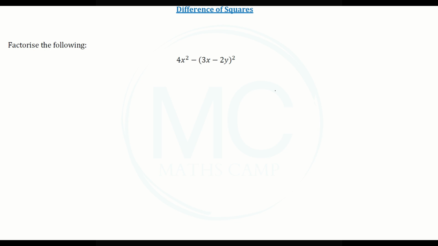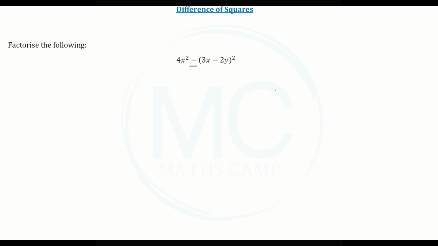The bracket shows us that we can look at this content as one term. 4 is a square, x is a square, and the bracket is squared. The terms are separated by a minus sign, so we know we can factorize using the difference of squares.